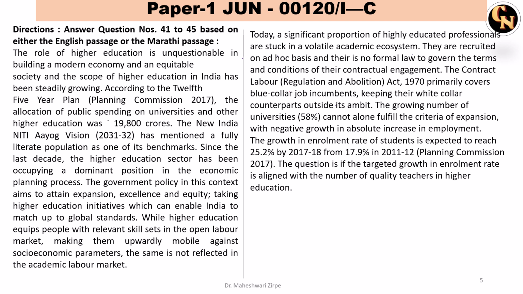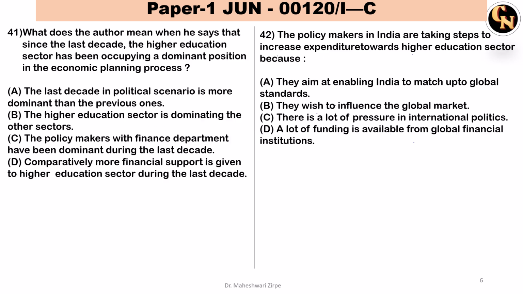Next is question number 41 to 45, based on this paragraph. You can read this paragraph which is given, or you can pause this video and try to read the paragraph. We'll go to the questions directly. Now question number 41 says, what does the author mean when he says that since the last decade the higher education sector has been occupying a dominant position in the economy planning process?